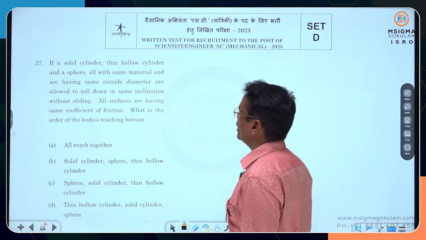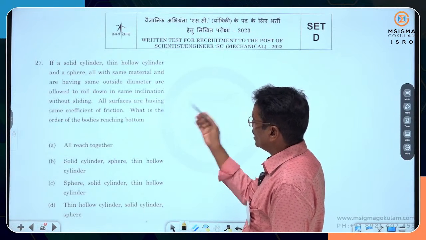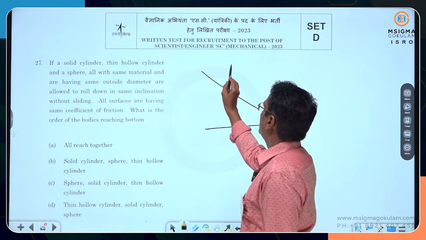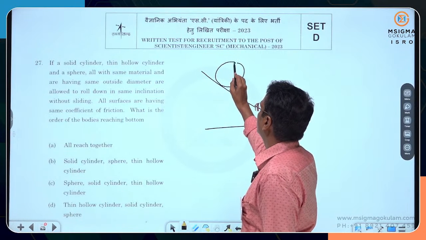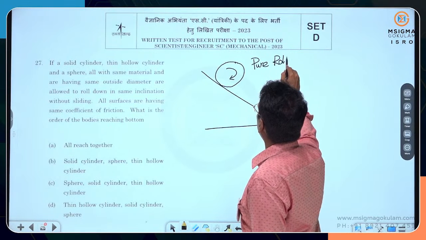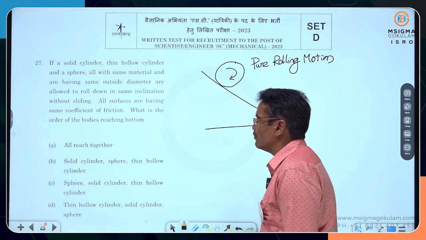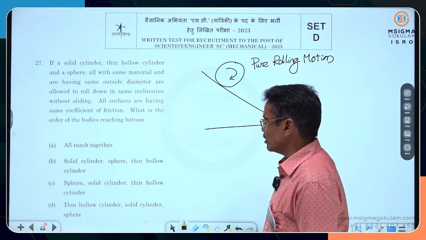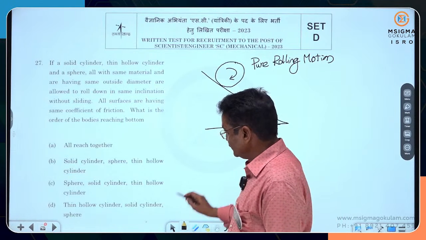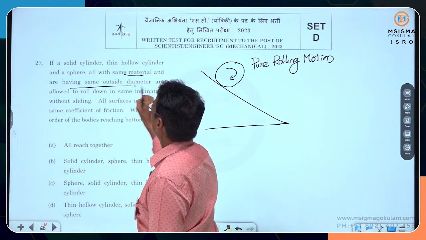If a solid cylinder, a thin hollow cylinder and a sphere, all of the same material and having the same outside diameter, are allowed to roll down an inclined plane, it is a pure rolling motion, no sliding. All surfaces have the same coefficient of friction. What is the order of the bodies reaching the bottom? Which will reach faster? All are of the same material and the same outside diameter.